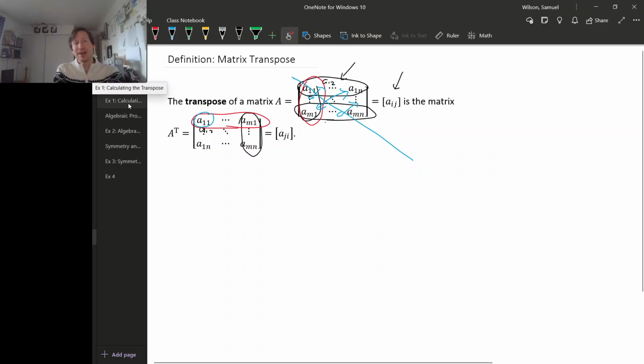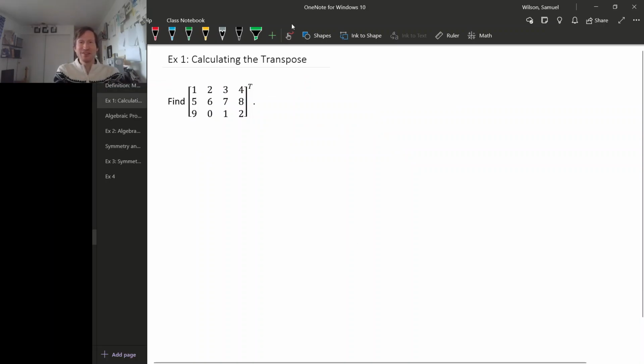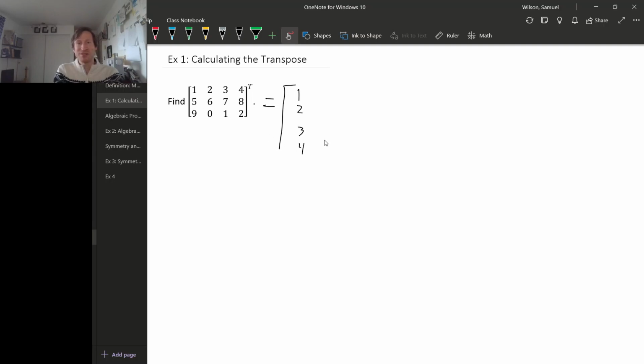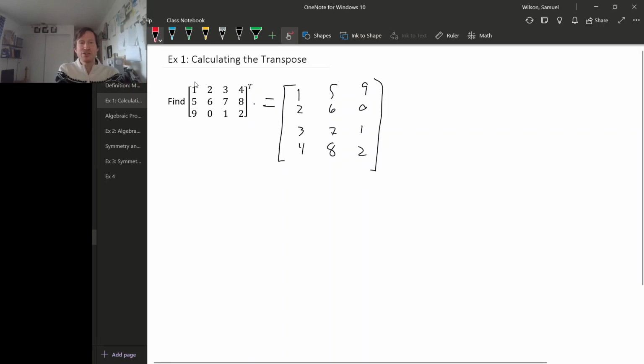Okay, so let's actually work out an example of writing down a matrix transpose. I hesitate to call this a calculation because really, we aren't changing these numbers, we're just rearranging them. So the first row, 1, 2, 3, 4, becomes our first column, 1, 2, 3, 4. And then the second row becomes our second column, 5, 6, 7, 8. And then the last row becomes the last column, so 9, 0, 1, 2. And then just as a check, notice that the first column became our first row, and so on down to the last column, which became our last row.